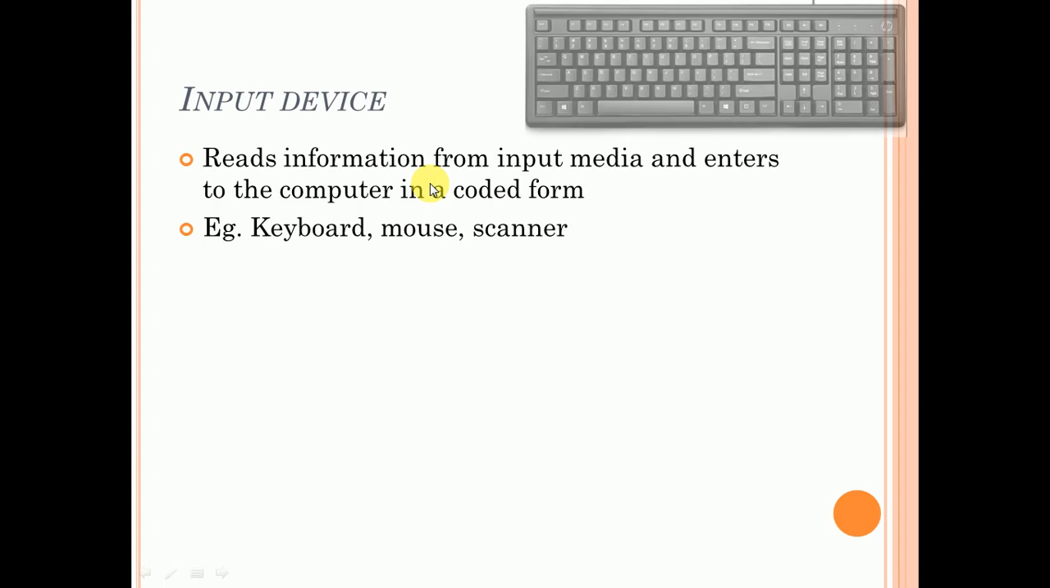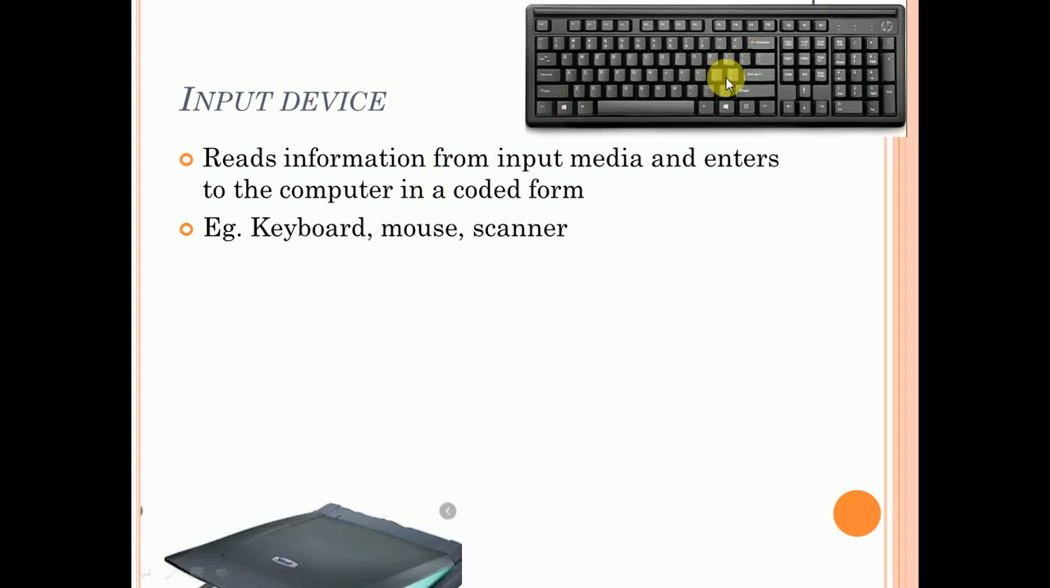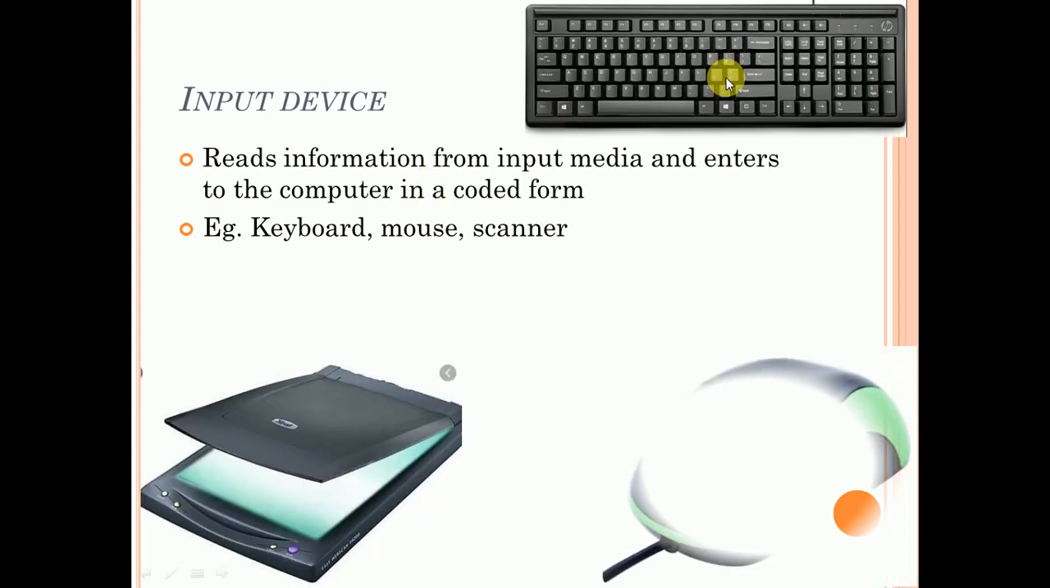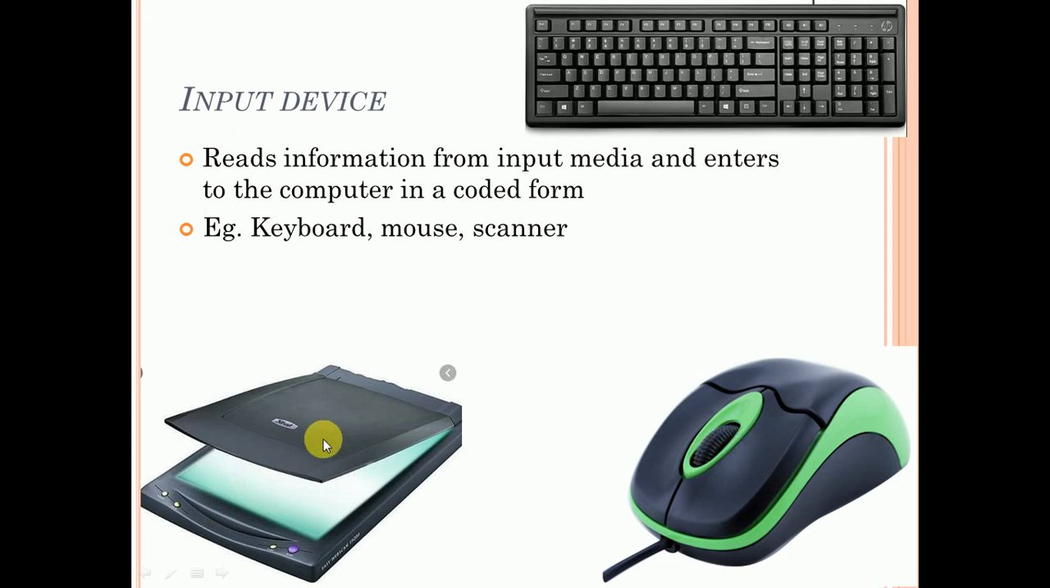Examples: first keyboard, second mouse, and third scanner. This is a mouse and this is a scanner. So the function you have to remember is, it reads information from input media and enters into the computer in a coded form. That is the function of the input device.